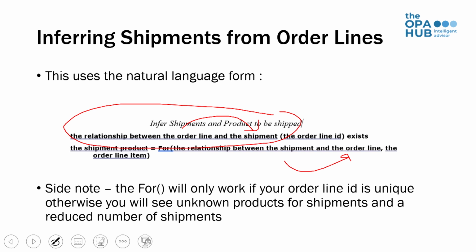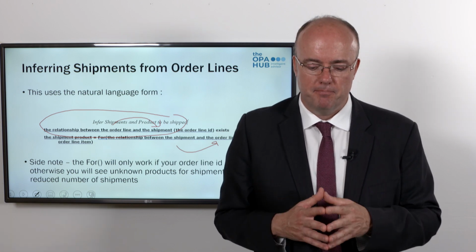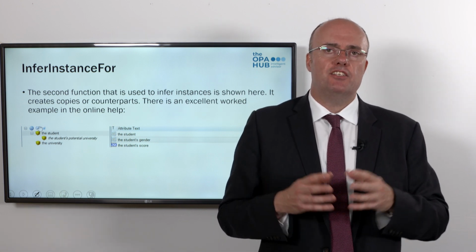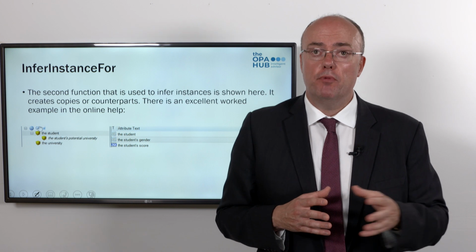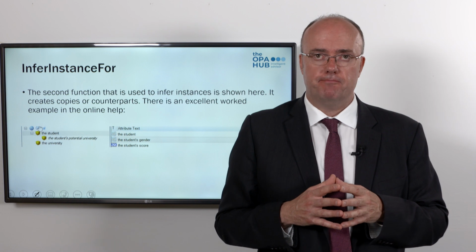In one direction, it's useful for creating the shipment, and in the reverse direction, it's useful for knowing which product I am supposed to be shipping. So that's a great use of inverse relationship. The for function assumes that your order line ID is unique, otherwise you'll get an issue. It's beyond the scope of this chapter, but the for function only works with certain cardinalities. So you can take this as far as you need to, and in a moment I'll show you back in the application. There are lots of examples of this in the example project.